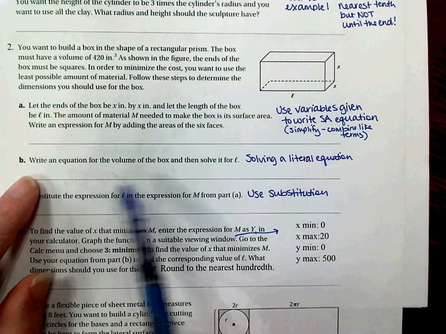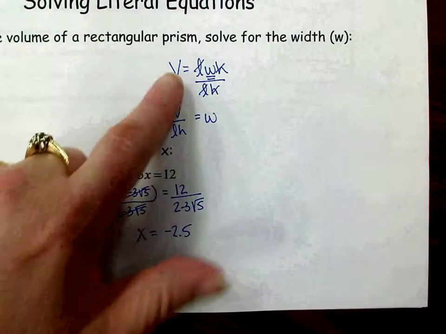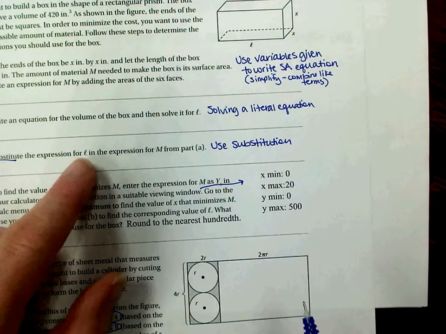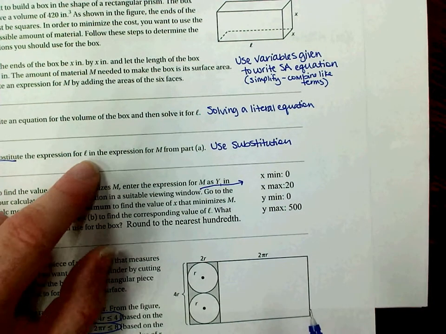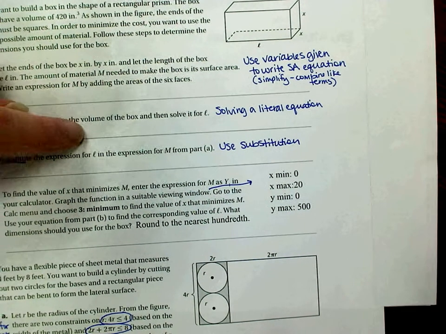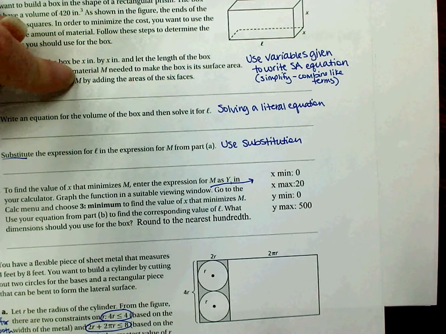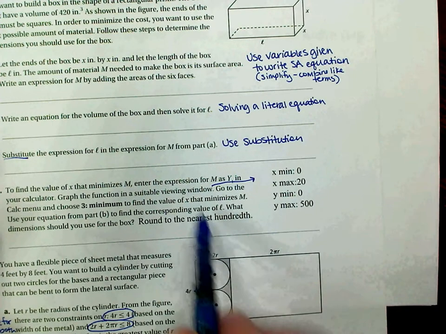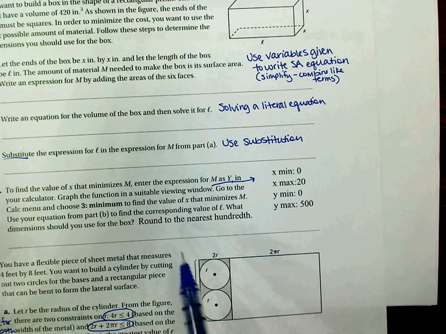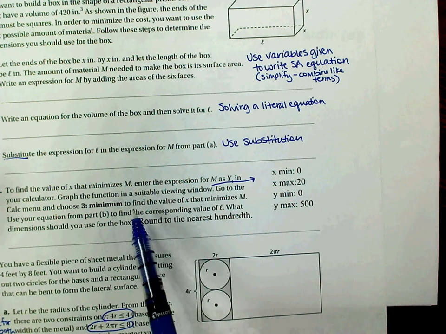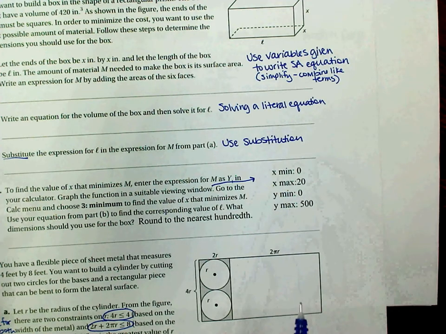Part B, you're going to be solving a literal equation just like we practiced right here, solving a literal equation. Part C, you're using substitution. So you're going to substitute the expression for L in the expression for M for part A. So whatever you get for L here, you're going to replace the L in part A with that, and that's what you're putting here. On part D, it gives you all the same directions that we did on number 1, and I gave you the correct window to use. So when it says in a suitable viewing window, this is the one that you're using.